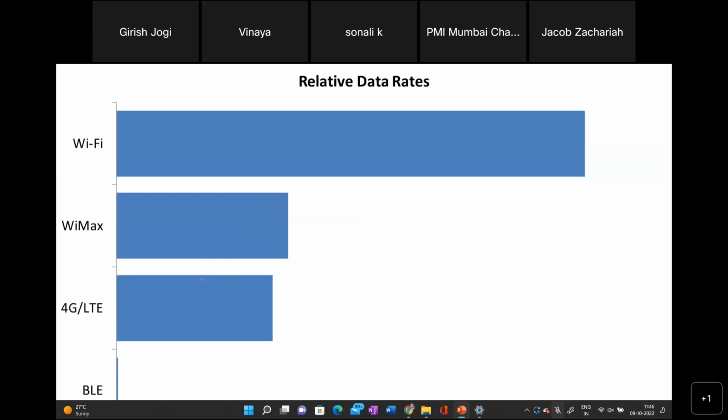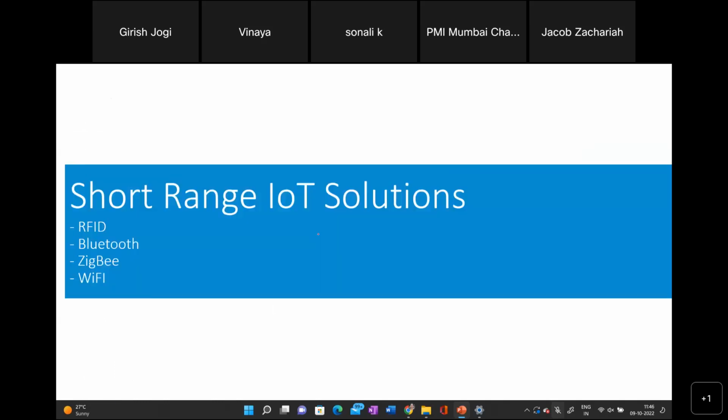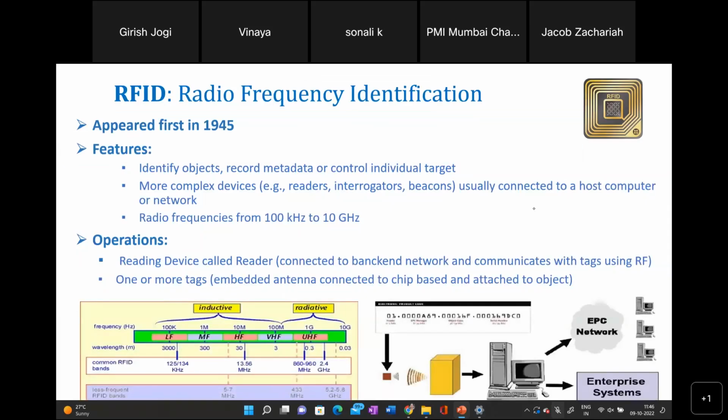As far as data rates are considered, you can consider Wi-Fi if you want to send high data rates, or if you want to have a security system of cameras, so many cameras connected to each other, you can think of using Wi-Fi in place of BLE or any other network. So some of the short range IoT solutions, to some extent we have discussed them, but in short, once again, we'll see about the RFID technology.